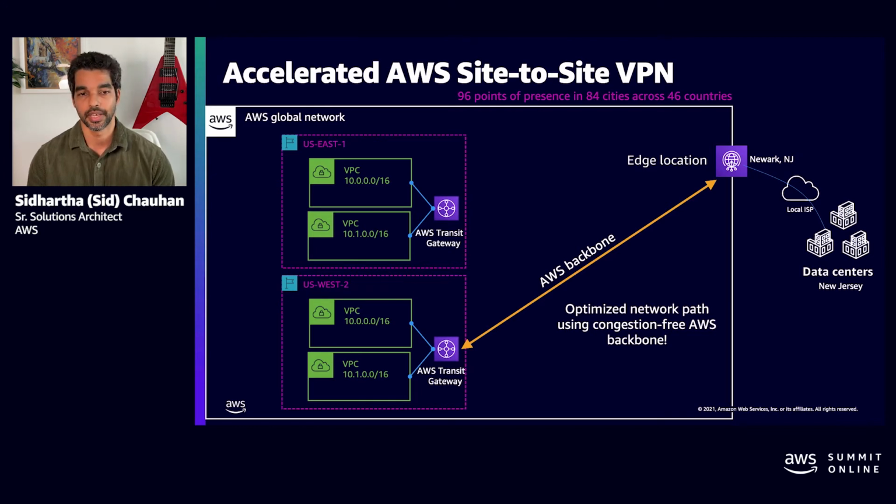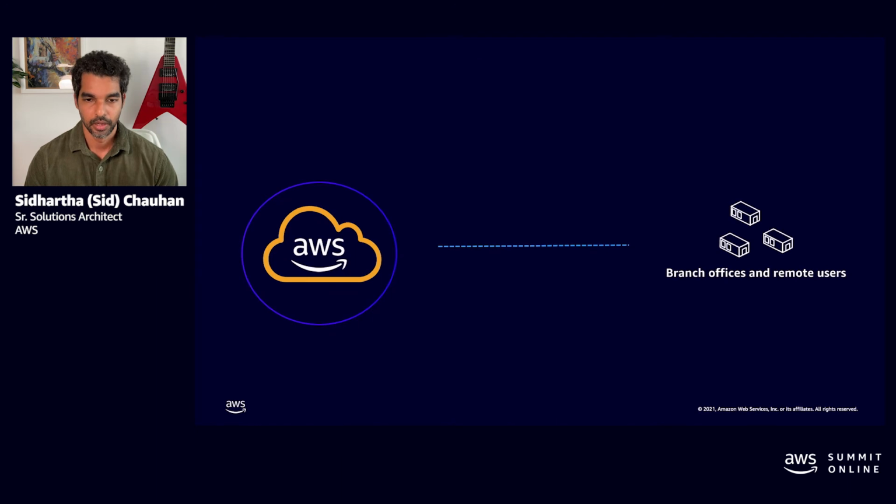For this service, we use what's called the Global Accelerator, and we'll talk about Global Accelerator towards the end of this presentation. But that service has 96 points of presence in 84 cities across 46 countries, right? So rest assured, you can get a congestion-free, optimized path from your data center to any AWS region using accelerated site-to-site VPN. Perfect.